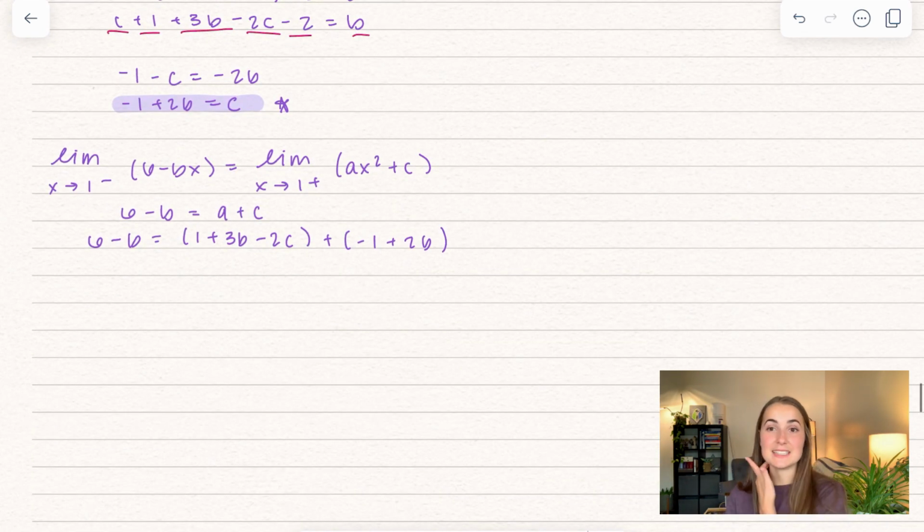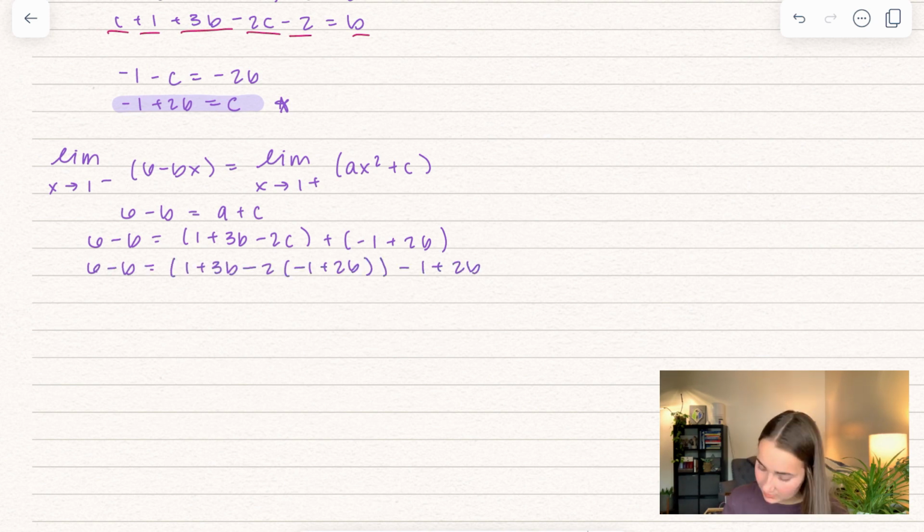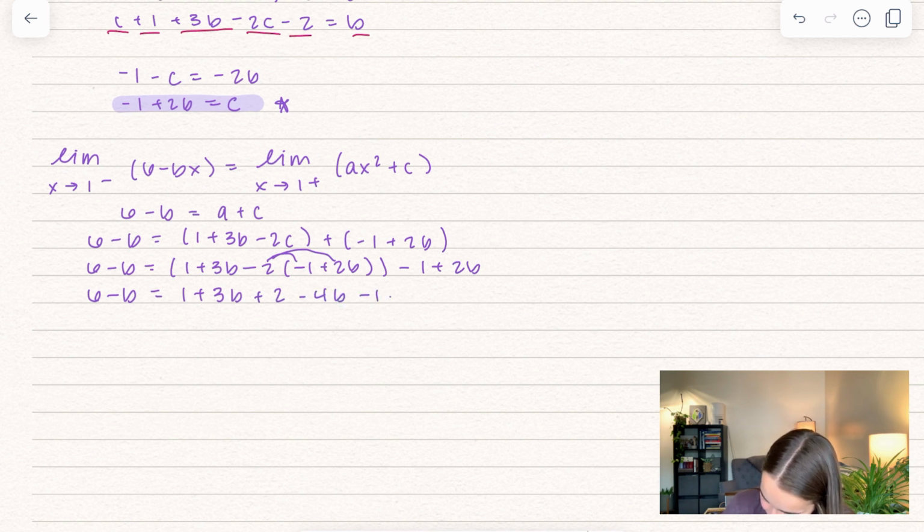I need to plug what c is equal to one more time. And now I have a whole equation all in terms of b. And I can now solve for b, which is going to take a lot of algebra. So first, let me go ahead and simplify this. So I get 6 minus b is equal to 1 plus 3b. And now I'm going to distribute that minus 2. So I get plus 2 minus 4b minus 1 plus 2b.